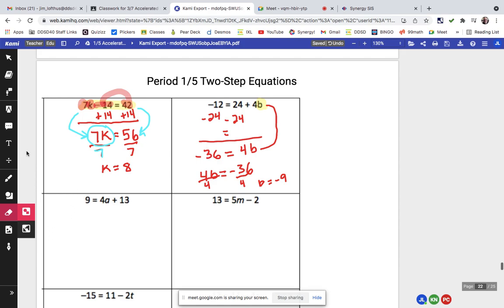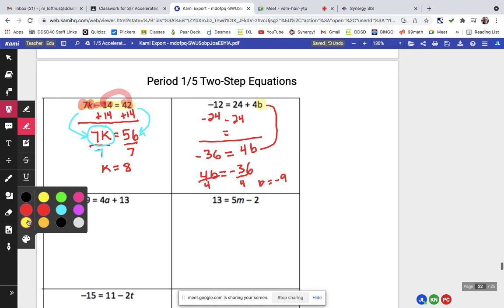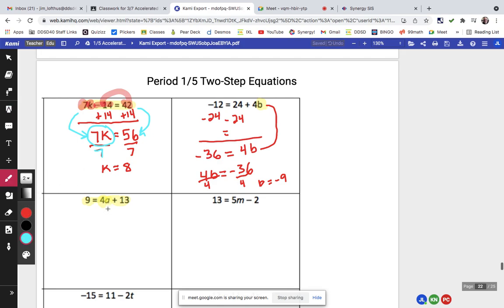So again, with the story, let's look at this one we haven't done. Right here, there was a number, we'll call it A. It was multiplied by 4, and then 13 was added to it. It became 9. So that's the story. So we'll undo it. We're going to subtract 13.